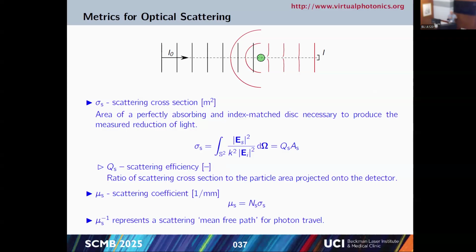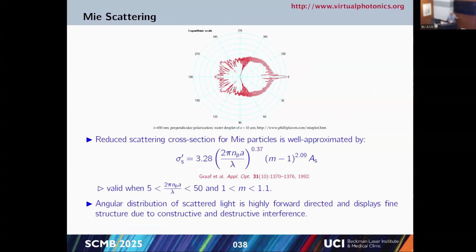A lot of people in some labs, to calibrate their instrument, use a standard turbid medium. It could be polystyrene spheres, it could be intralipid, it could be lots of different things you can use. Okay, so let's talk about Mie scattering versus Rayleigh scattering.